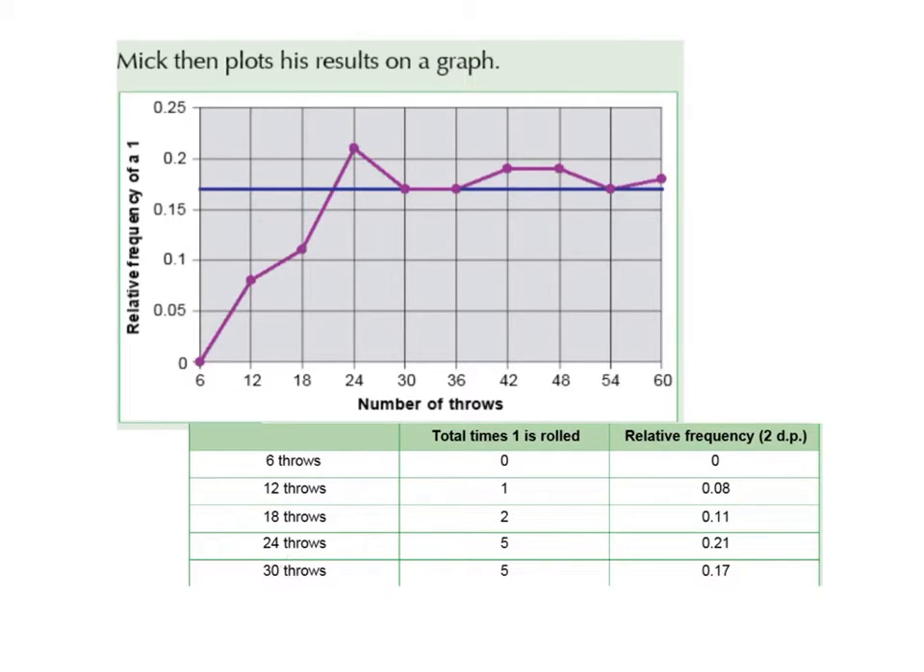After 30 throws, the relative frequency is 0.17. 30 on the x-axis, 0.17, which is around here on the y-axis. Plot our point, and so on. So the next one is plotted here, then this one, this one, this one, and then the final one at 60 throws. And then we join them together with a ruler.